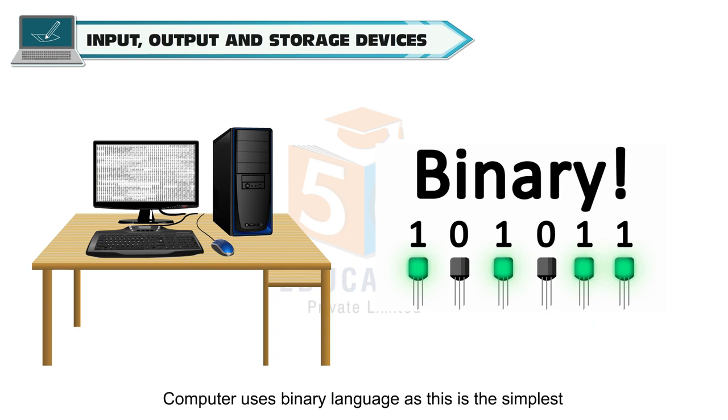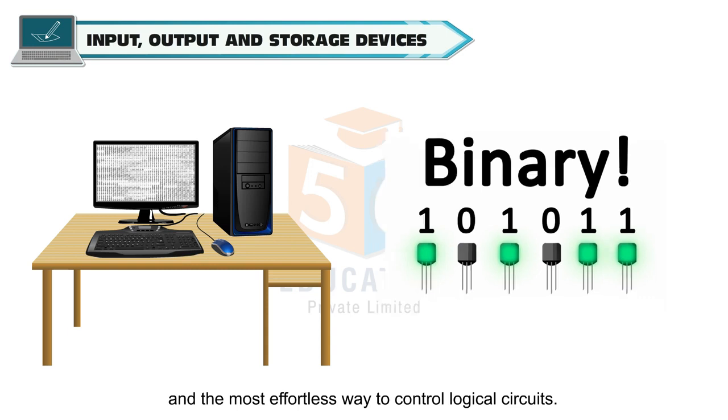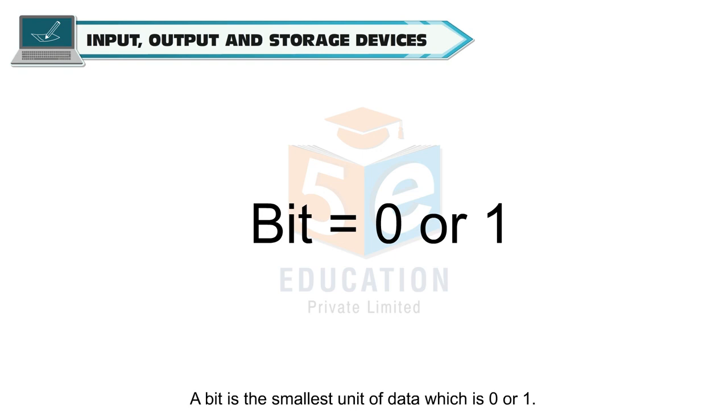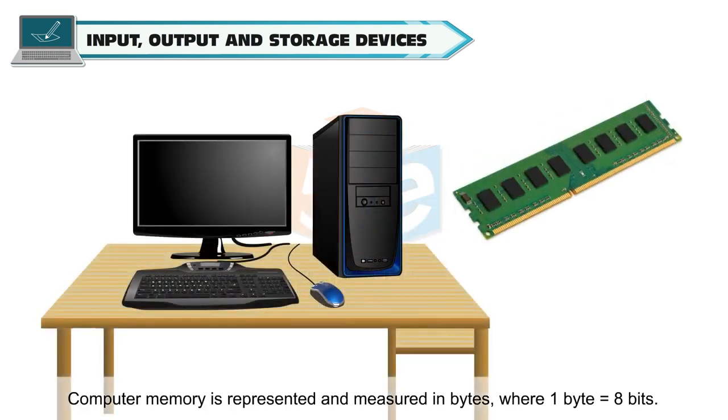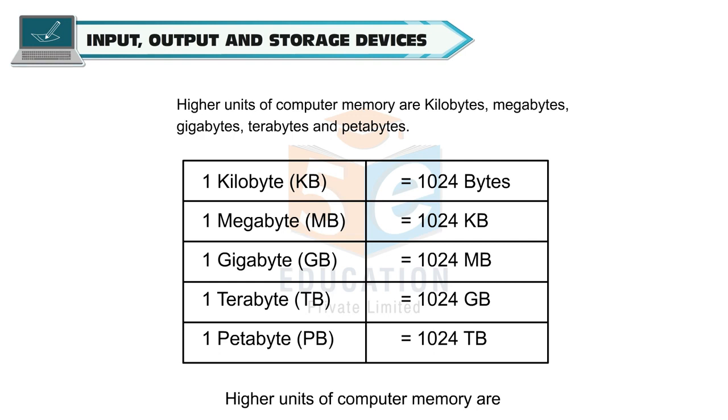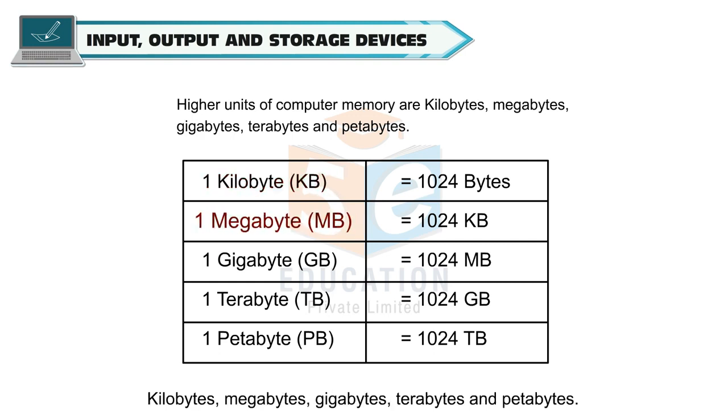Computer uses binary language as this is the simplest and the most effortless way to control logical circuits. A bit is the smallest unit of data, which is 0 or 1. Computer memory is represented and measured in bytes, where 1 byte is equal to 8 bits. Higher units of computer memory are kilobytes, megabytes, gigabytes, terabytes, and petabytes.